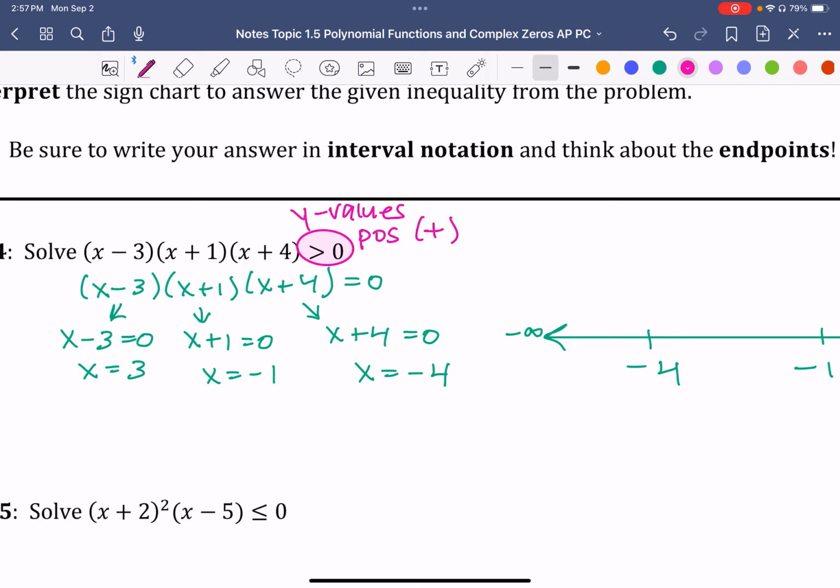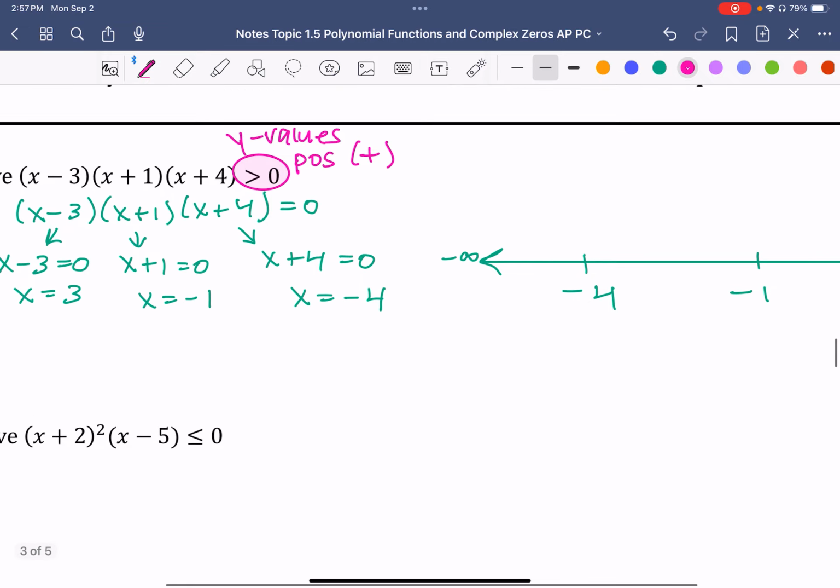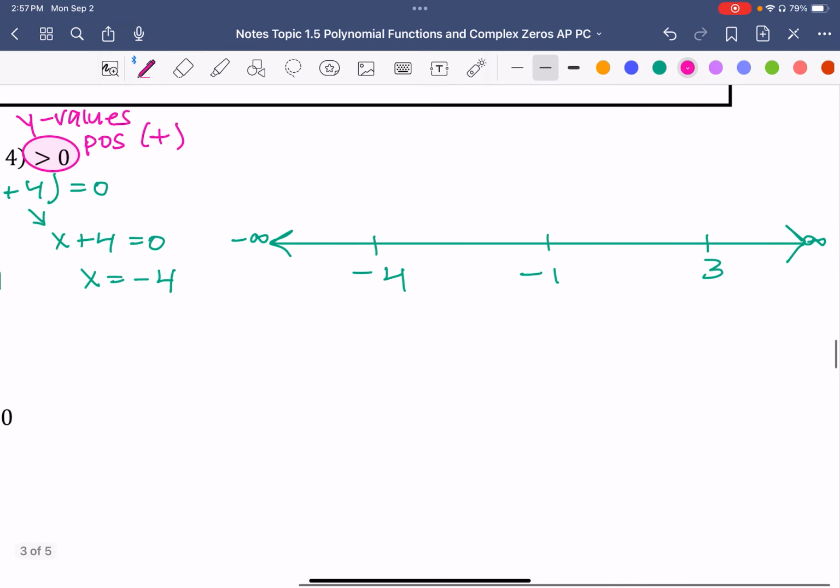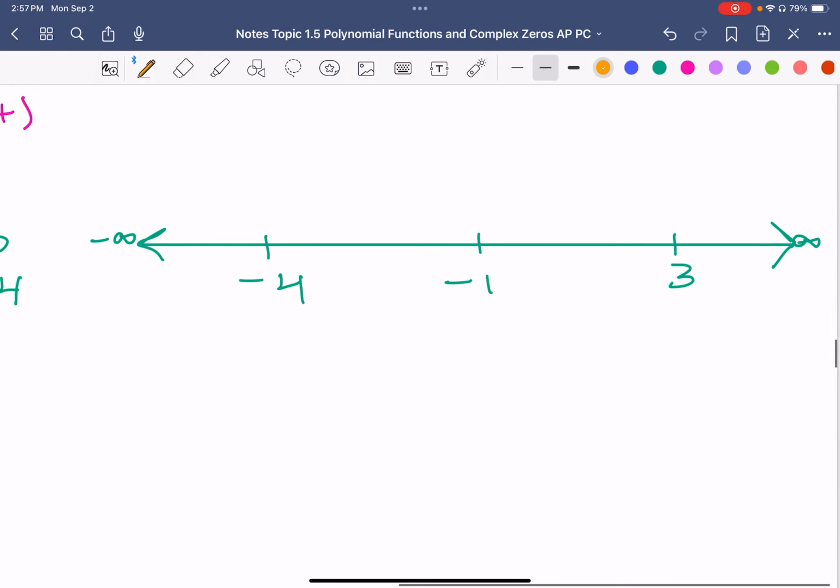Okay, so what I'm going to do now is use test values. So I'm going to pick numbers that are within each interval to test into the linear factors we were given earlier. So before -4, I have -5. You could pick any number. You can pick -6, -7, -10, -1,000, whatever number that's before -4. Just make sure it doesn't come after -4.